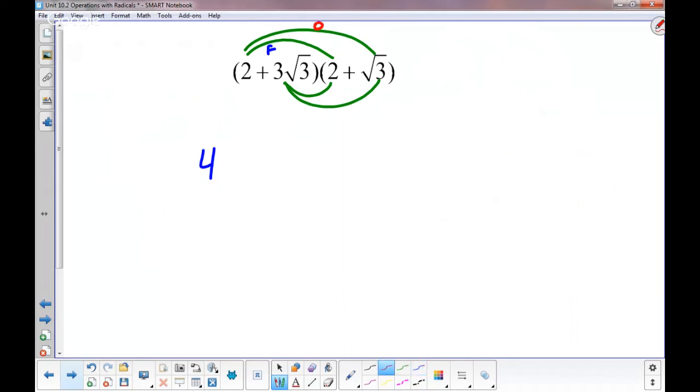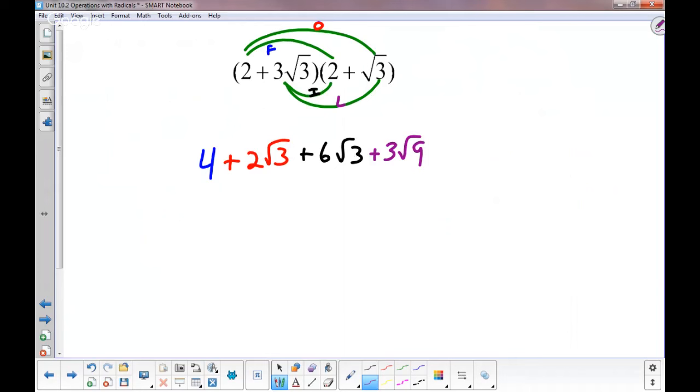Let's do the outer. 2 times root 3, well, that's plus 2 root 3. Do the inner. 3 root 3 times 2 is plus 6 root 3. All right, that's looking good so far. And then let's do last here. 3 root 3 times square root of 3. Well, that's plus 3 root 9.